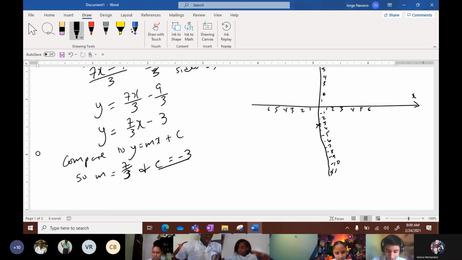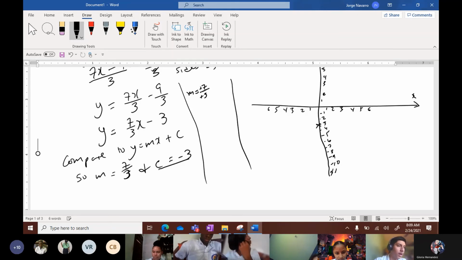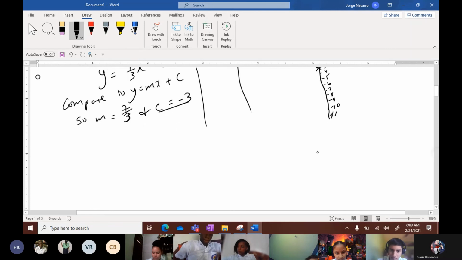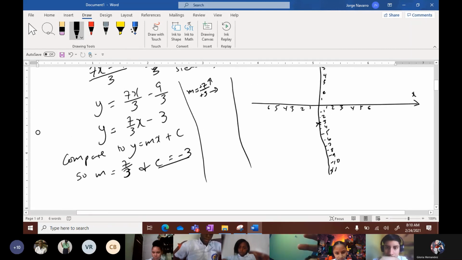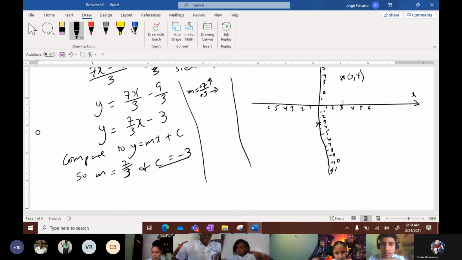My problem is the 7/3, because m being 7/3 can be +7 over +3, which would mean I go up 7 and forward 3. So if I'm at -3, I will go 1, 2, 3, 4, 5, 6, 7, which is at the 4, and then 3 forward. So this point is actually the point (3, 4), which is one of the points that I need.